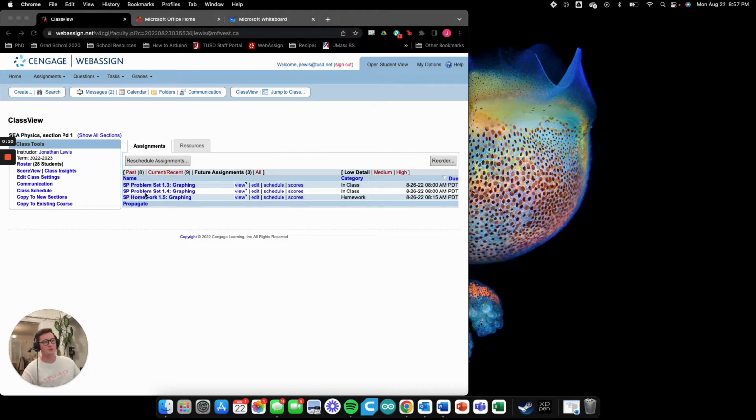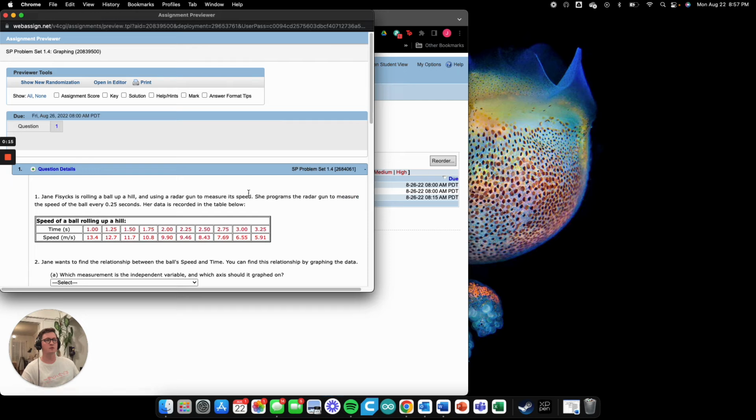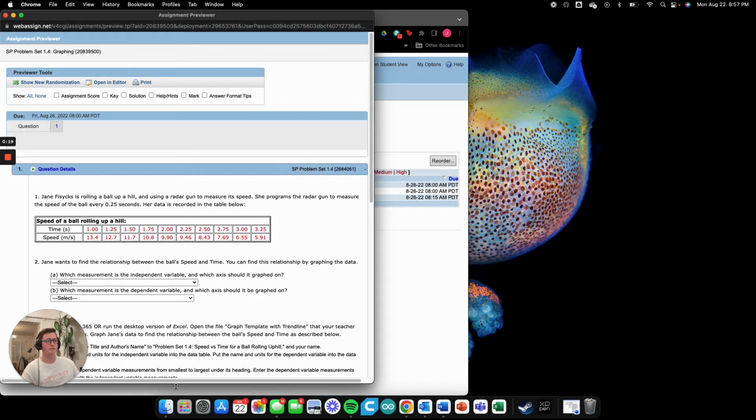It is almost my bedtime, so we're going to go real fast. This time we're looking at problem set 1.4, graphing. So let's open this up. Alright, looks like we're going to be making another graph.